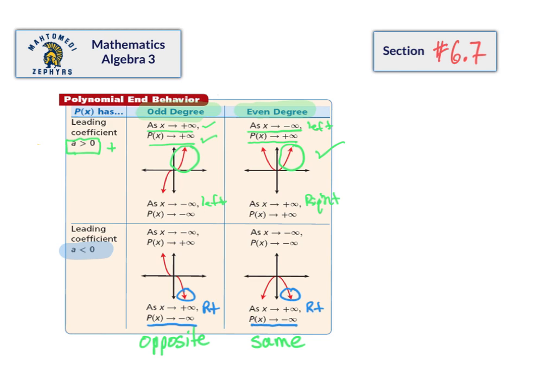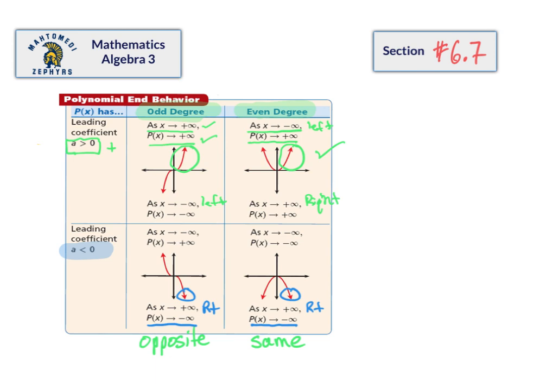And if it's an odd function, if it finishes up as x goes to positive infinity, it's going up. Then on the negative side for x, it's going down. Okay? If it finishes negative, it's starting positive. Okay, that's an odd degree.